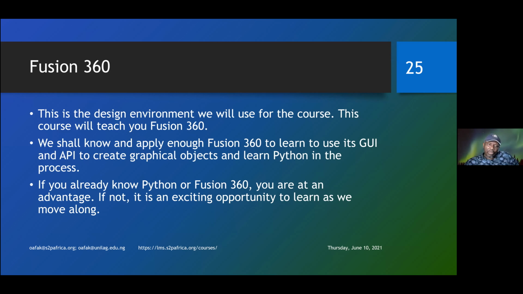We shall know and apply enough Fusion 360 to learn to use its GUI. GUI means graphical user interface, and API means application programmers interface, to create graphical objects and learn Python in the process. If you don't know how to program Python, don't worry. I will teach you the little amount of Python we will need to just whet your appetite. After I've given you sufficient Python, I will expect you to go and learn more Python on your own, because the syllabus does not envisage we will teach Python, so we don't have enough time to do it. But I will give you enough, and it is a very good thing for you to learn.